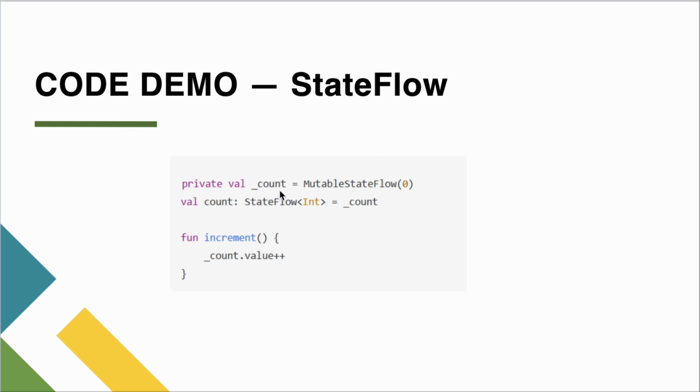There is a count of type MutableStateFlow, which is taking an initial value of 0. Now I'm creating another variable, count, which is not a private variable, and it is of type StateFlow, it takes integer values, and it is initialized with equals to _count, which is this one. Why am I writing these two lines? Because state flows or flows are immutable in nature. You cannot modify them. So if you want to keep on appending new values, you have to make use of the mutable state.